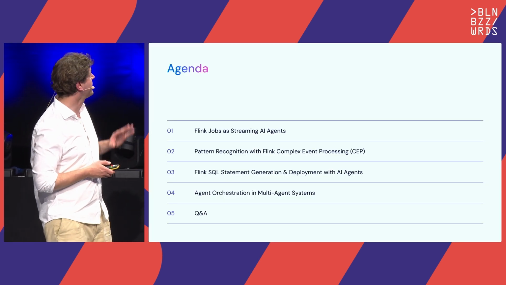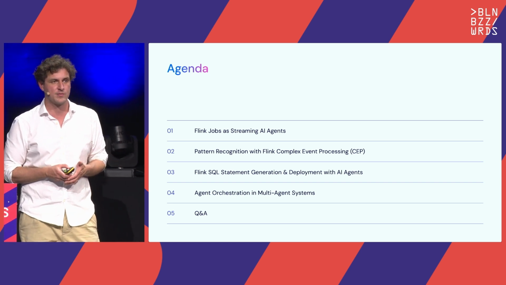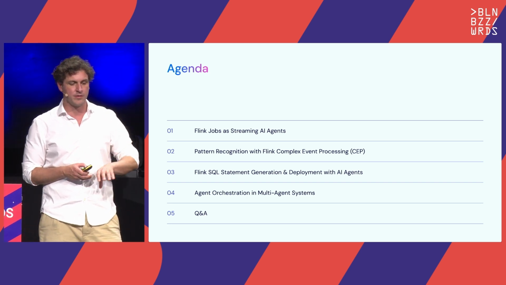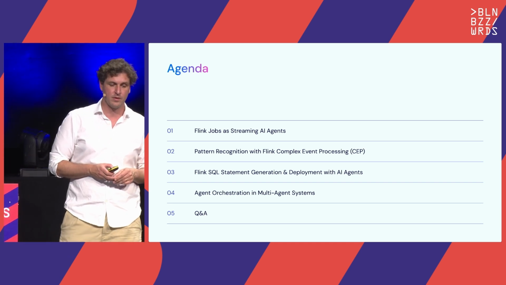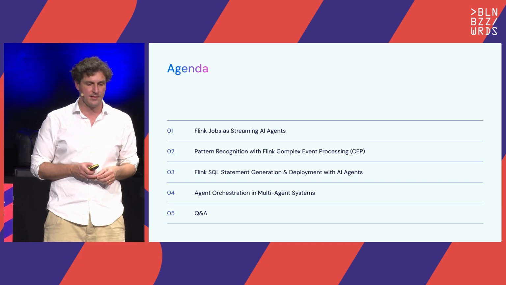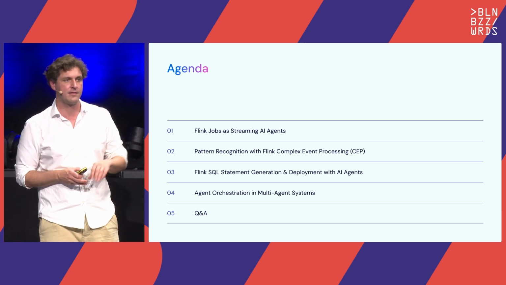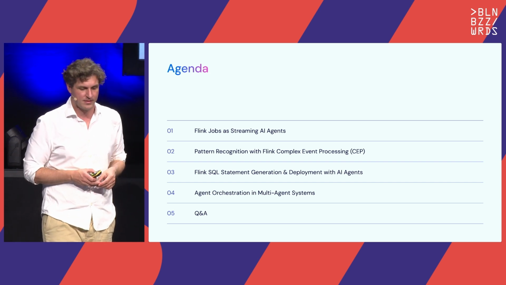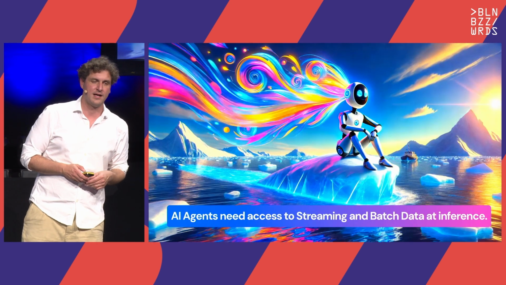I would like to start by giving you a quick overview of what we mean by streaming AI agents and how specifically you can use Flink jobs to run them. Then I'd like to give you a quick overview of one specific use case, which is pattern recognition with Flink complex event processing. We'll do a few Flink SQL statement generation examples together and then try to deploy them as AI agents. And then in the end, finishing with agent orchestration in multi-agent systems and some Q&A.